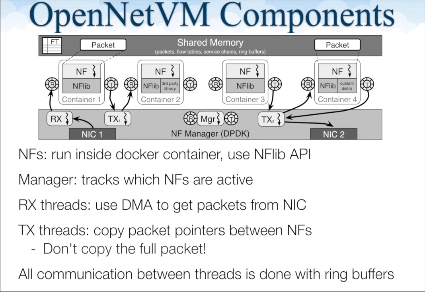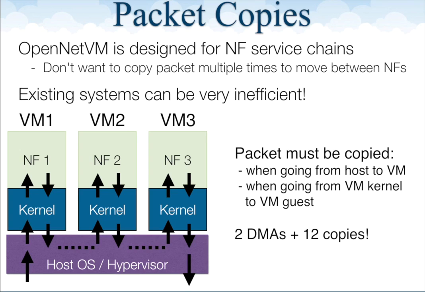This is zooming in to see a few more of the components that make up OpenNetVM. I think I've described most of these. Again, your NFs are running inside containers. The manager is keeping track of these containers, and you have RX threads that receive packets, and TX threads that copy packet pointers, but not the full packet, to move the data between these different network functions. We need to be very careful to avoid things like locks, which can be very slow, and instead use shared memory and ring buffers to safely move the packets between these network functions instead of having to wait for locking to be done.